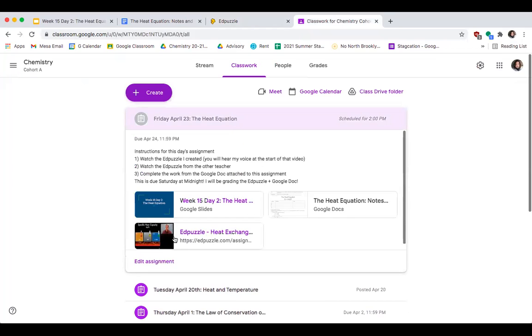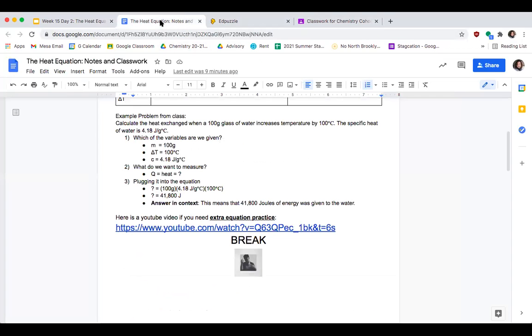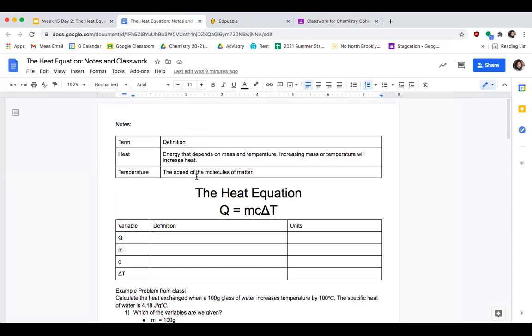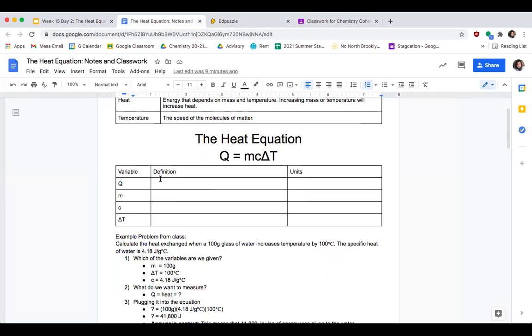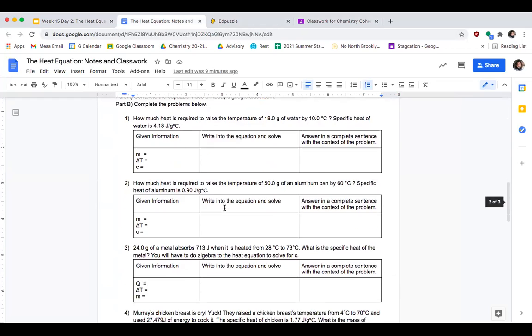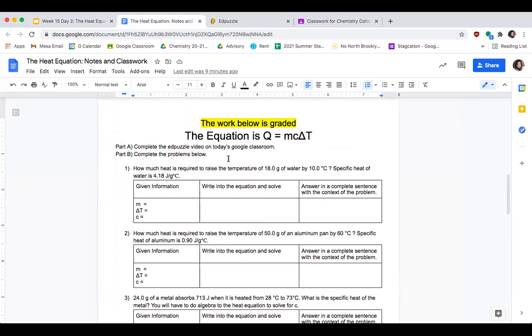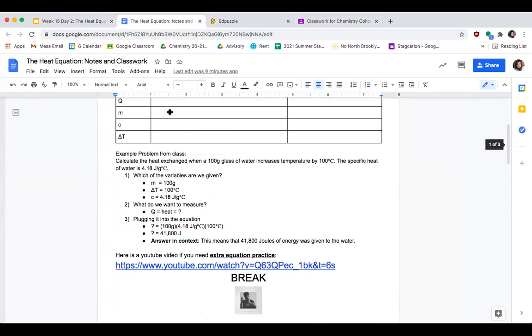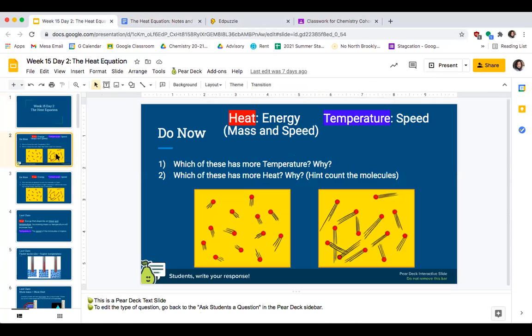It'll have the other teacher's face in the top right corner. After you complete that one, then the third final thing that you'll do is this Google Doc. You'll be taking some notes during this Edpuzzle video on here, and at the bottom, you'll have some equations to work with. You're going to be working with this equation to answer some questions on here. Okay, let me go to present mode here.